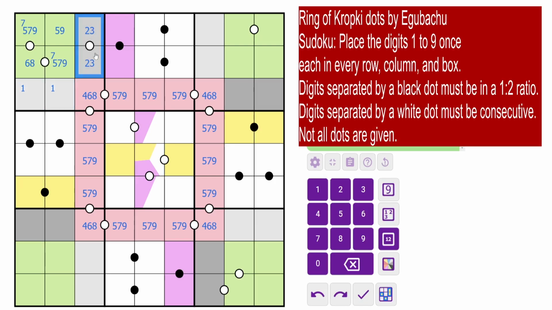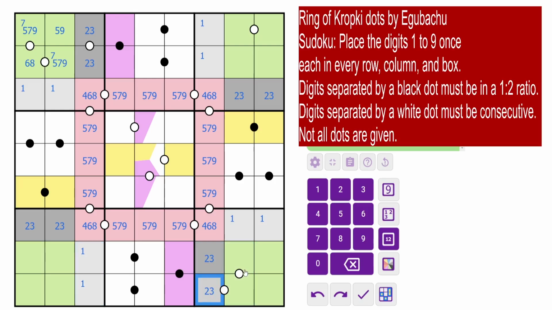But now this is consecutive, so this must be 2 3. That means all these must be 2 3, all these must be 2 3, and all these have 1. Okay. What else now? This one now, right?